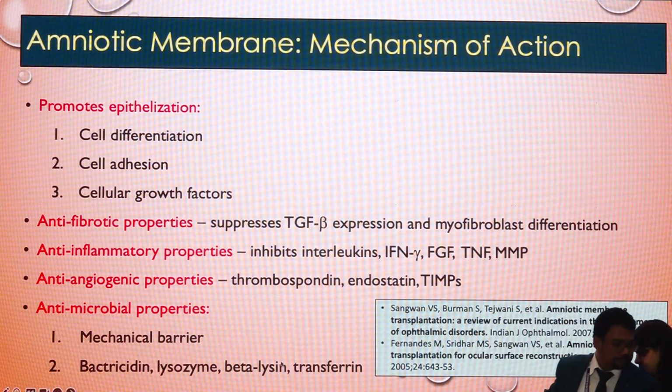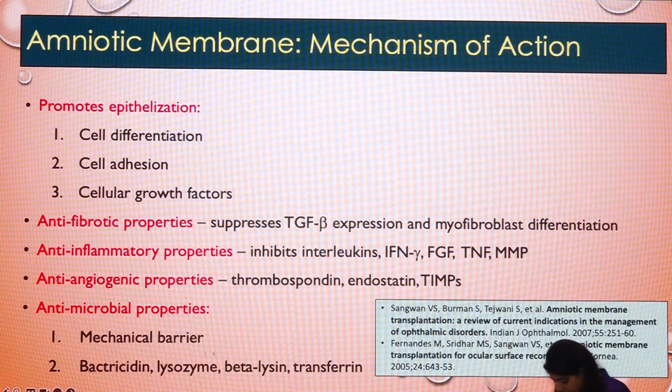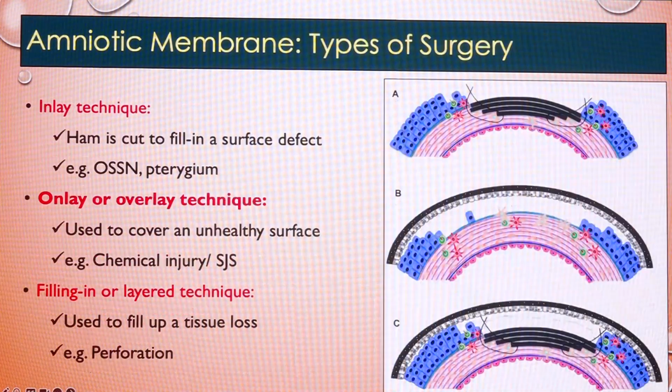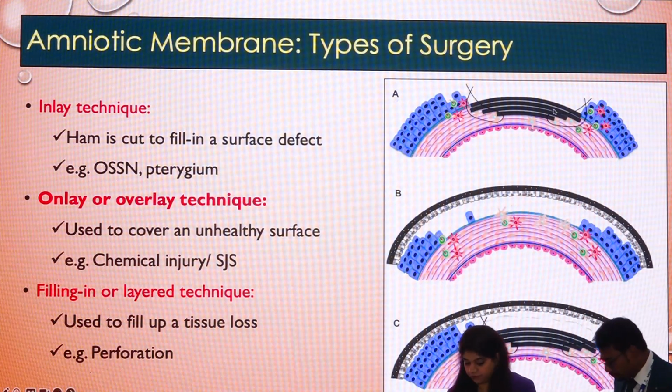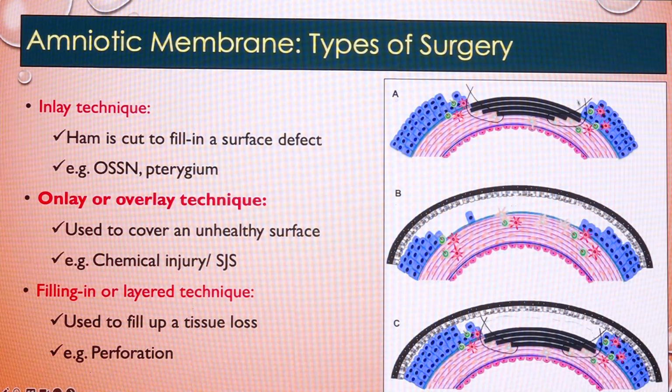Then there are antimicrobial properties, with a little bit of mechanical barrier, and also lysozyme and beta lysine in there. Now, types of surgeries, just briefly, as my other speakers will be talking in detail. We have an inlay technique. You have a defect and you fill it up with amniotic membrane. That's the inlay technique. Then you have an onlay or overlay technique, where the entire surface is unhealthy and you can cover it up.